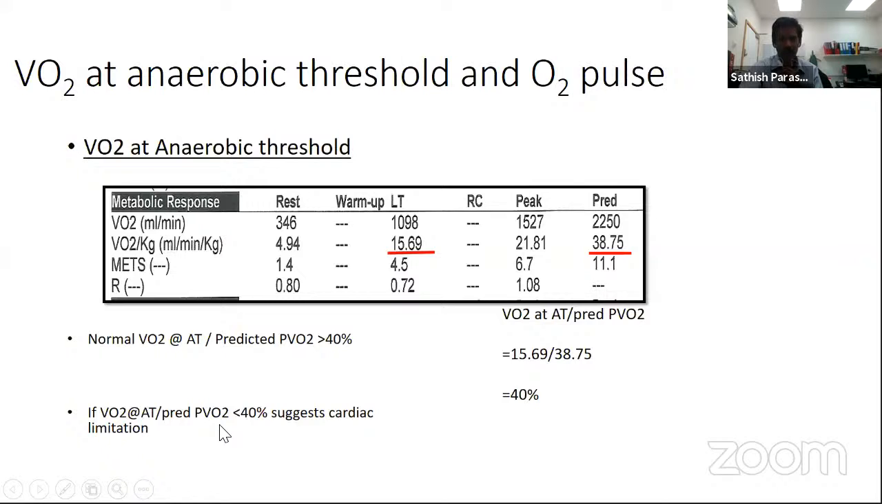it suggests a cardiac limitation, otherwise pulmonary hypertension or mitochondrial myopathy. So essentially, an early anaerobic threshold means there is a problem in aerobic metabolism due to either delivery of oxygen or utilization of oxygen for aerobic metabolism.